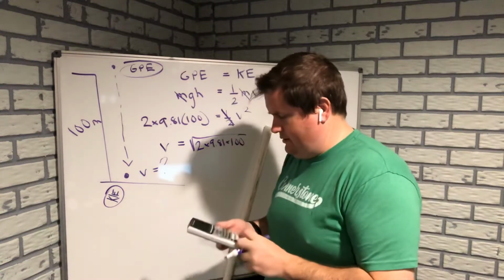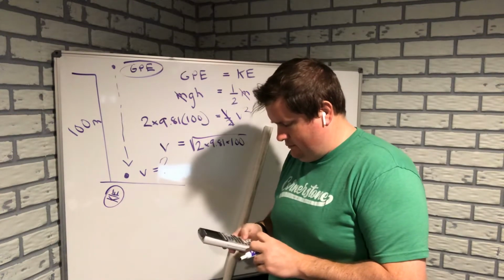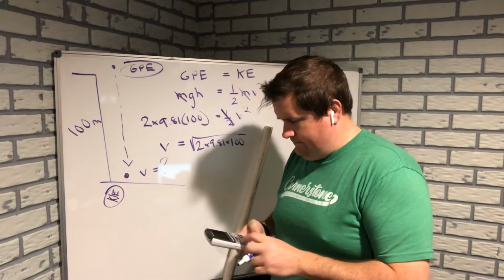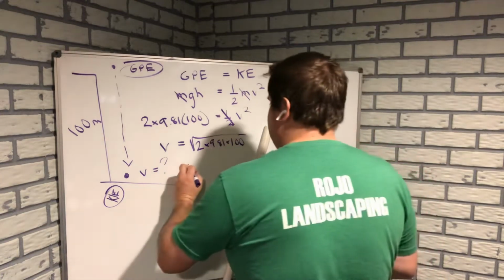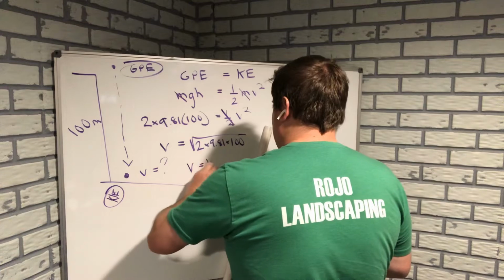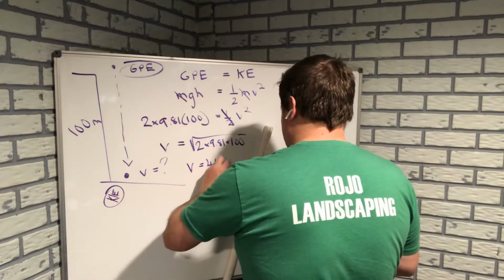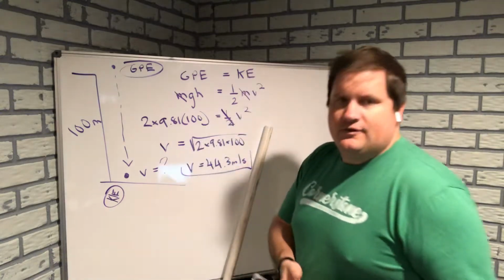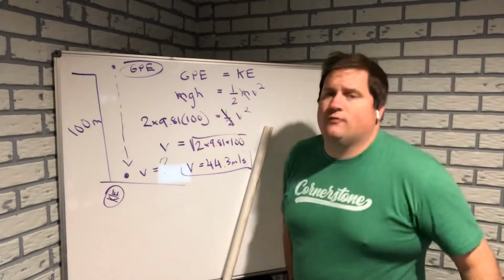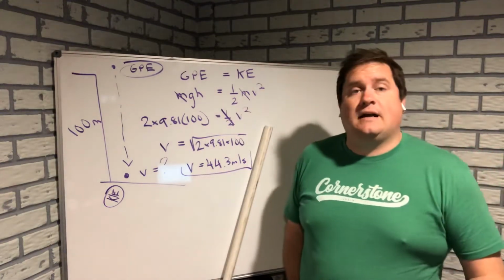And let's look. We end up with the velocity of 44.3 meters per second. Okay? That's just an example of what you can do using conservation of energy.